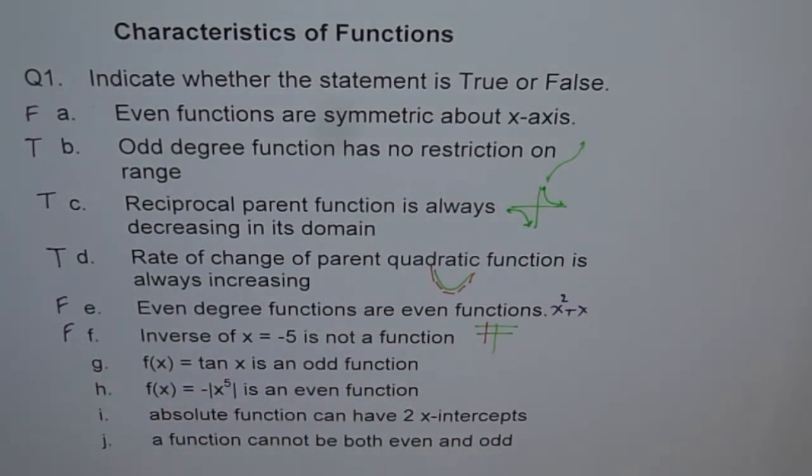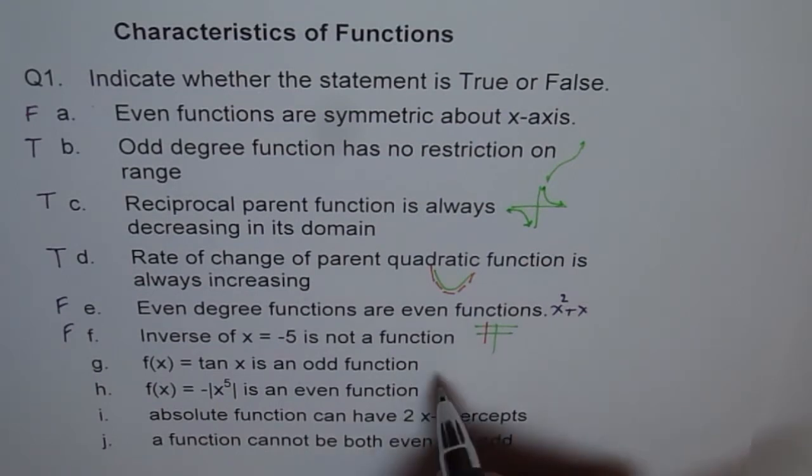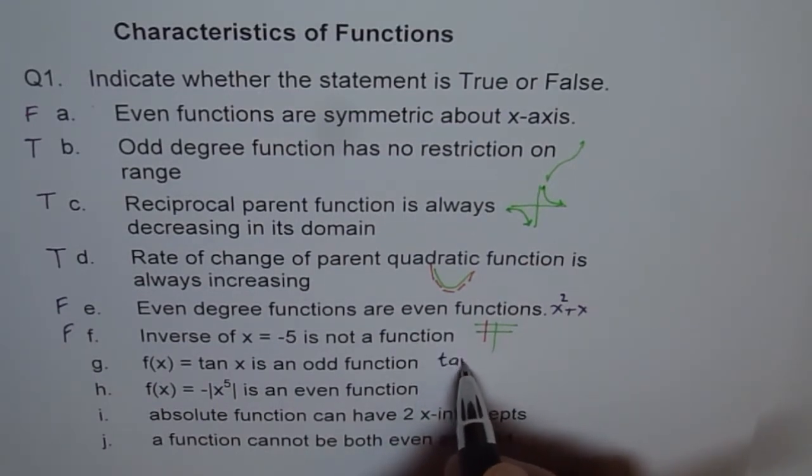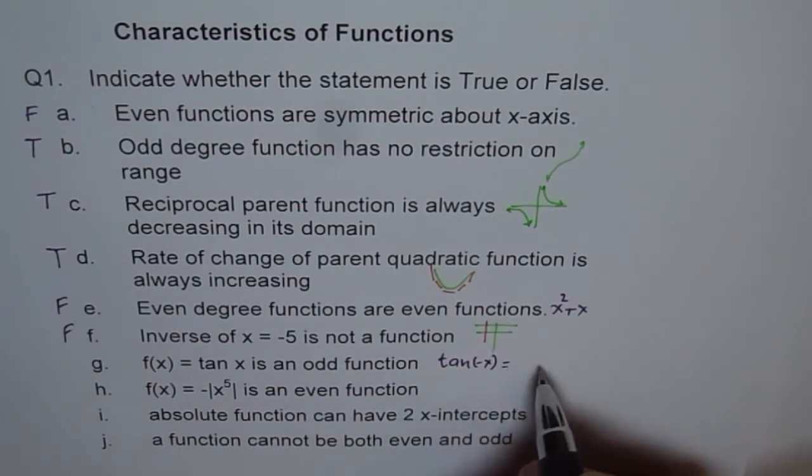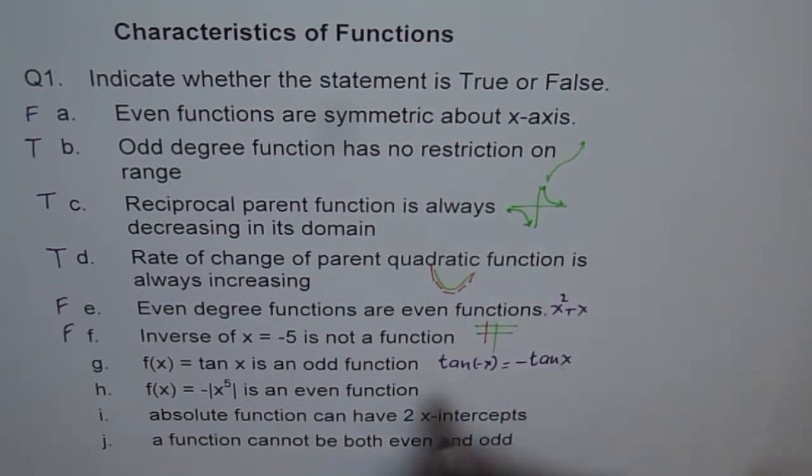f of x equals to tan x is an odd function. Think about it. What is tan of minus x? Tan of minus x is equals to minus of tan x, correct? So it is an odd function. So that is true.